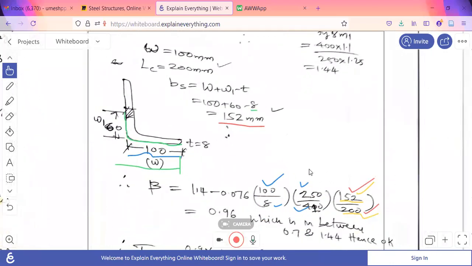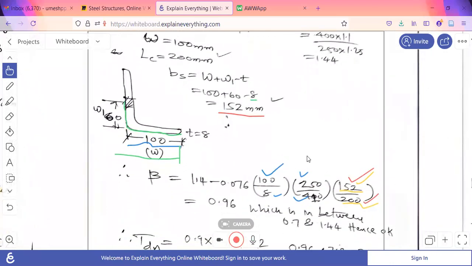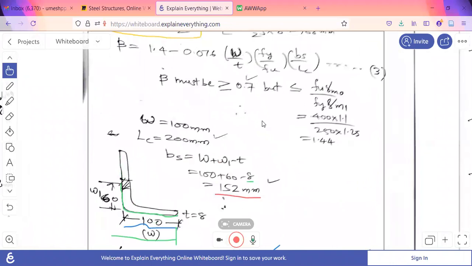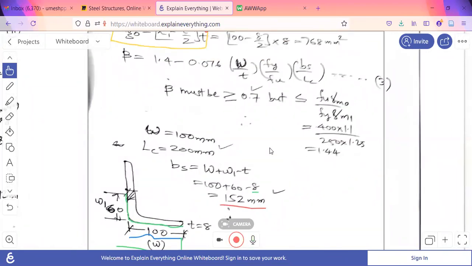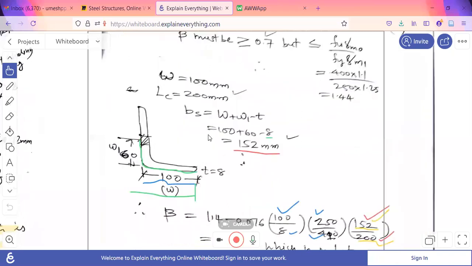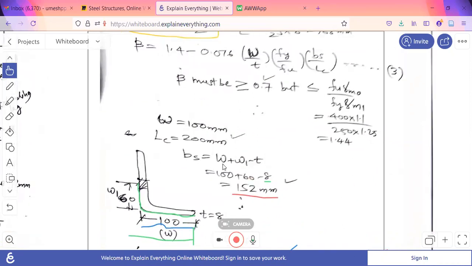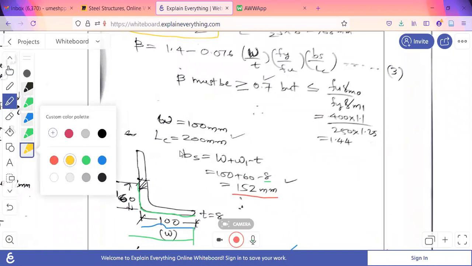Sir, W1, sir. Okay, I think see this one here. I don't have to go there. It is written. If the formula is here only, no. W by T means 100 by T, because W is the size of the outstanding leg, 100. Thickness is 8 mm. This is clear. Fy by Fu is clear. That is 250 by 410. Bs by Lc. Bs I told you, Bs is here. How do we calculate Bs? Bs is here only. See this.